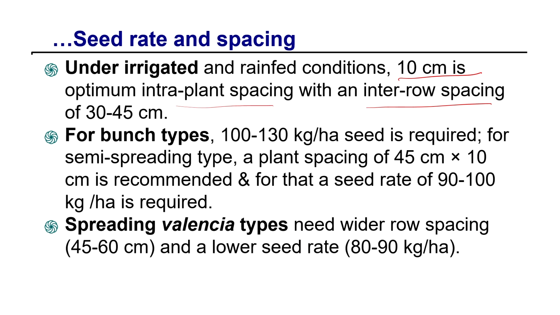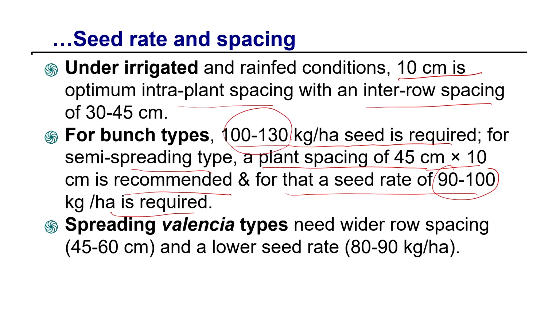For example, for bunch types, 100 to 130 kilogram per hectare seed is required. And for semi-spreading type, a plant spacing of 45 into 10 centimeter is recommended and for that a seed rate of 90 to 100 kg is required. So you can see for a spreading type the seed requirement is less, and for bunchy type or narrow erect type the seed requirement is more. And you can also see that for spreading type spacing is 45 centimeter into 10 centimeter.